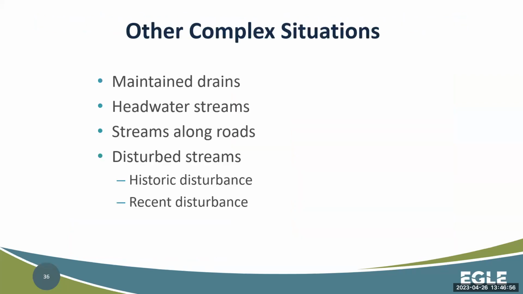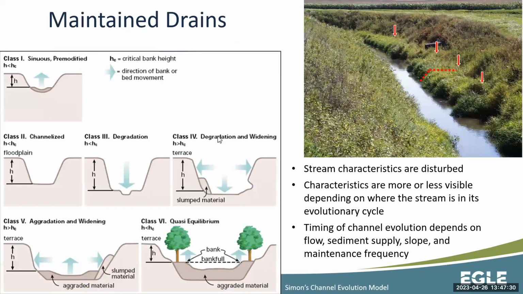And then I'm going to talk about some additional complex situations where sometimes identifying stream channels is difficult. I'm going to talk a little bit about maintained drains. Headwater streams is another complex situation. Streams that are along roadsides, and then disturbed streams. This can be historic disturbance or more recent disturbance. So maintained drains, let's talk about those first.